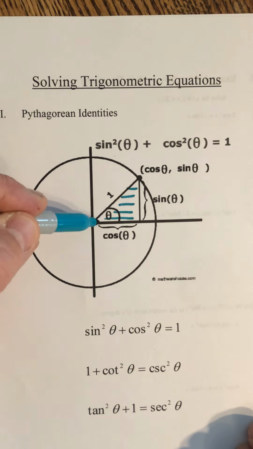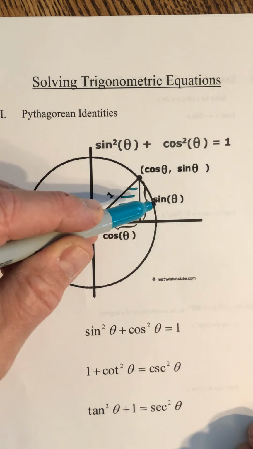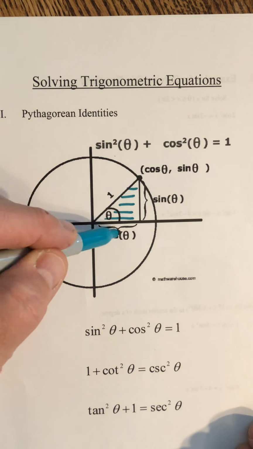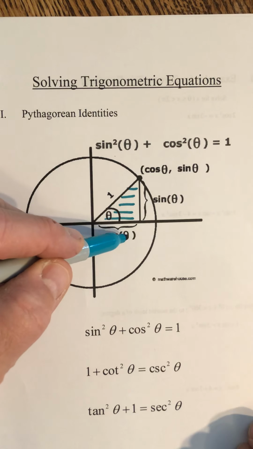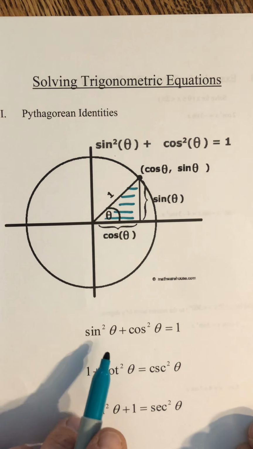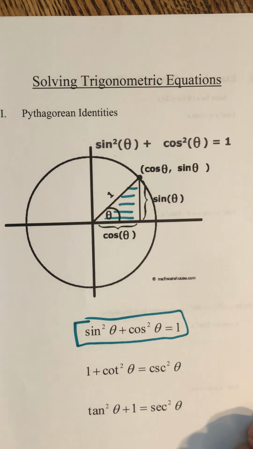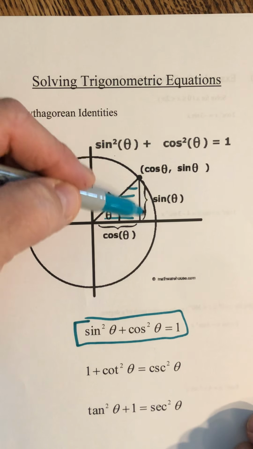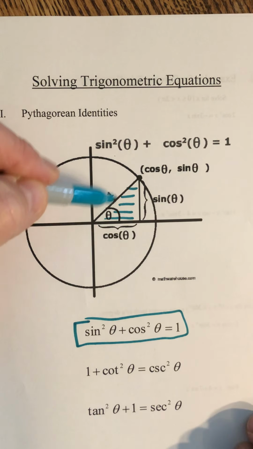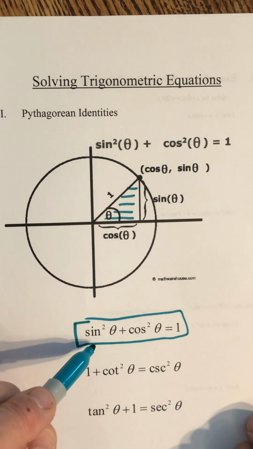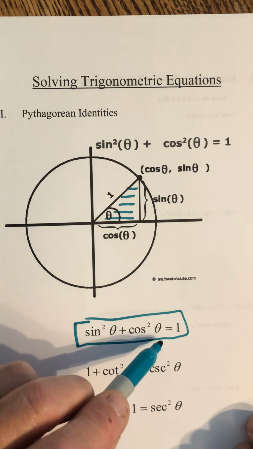So from the Pythagorean theorem, we know that a squared plus b squared equals c squared, all right? And these sides are interchangeable in the Pythagorean theorem. So that's how we get this first Pythagorean identity. This side squared plus this side squared equals the hypotenuse squared. Sine squared theta plus cosine squared theta equals 1.